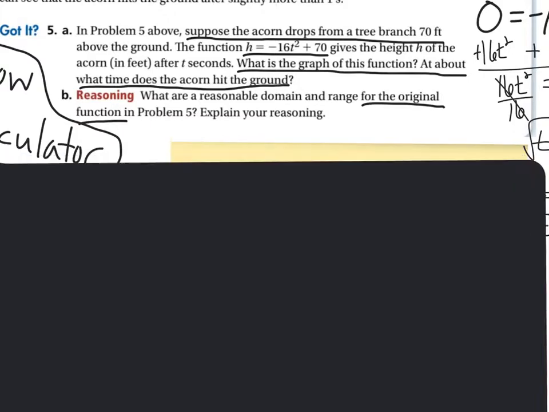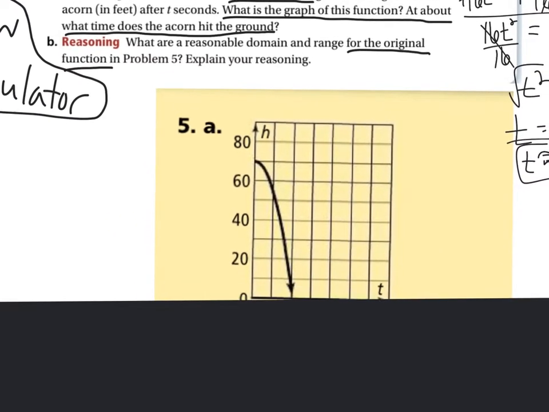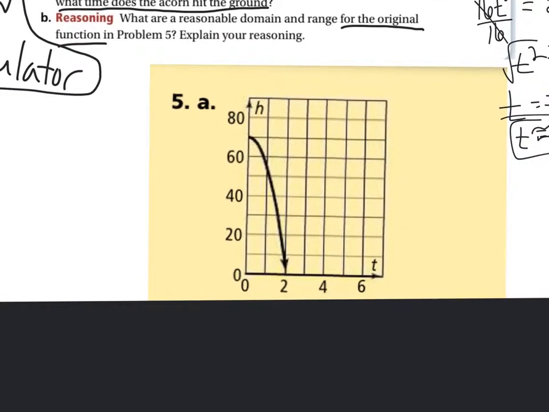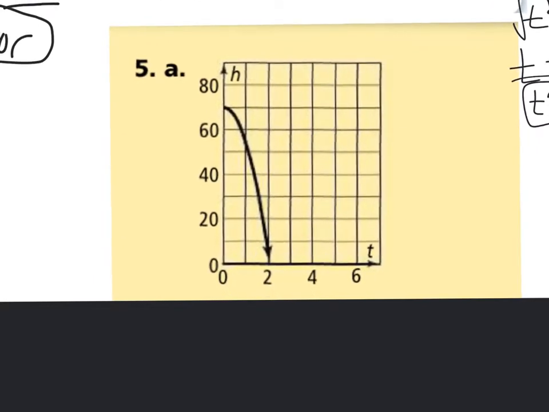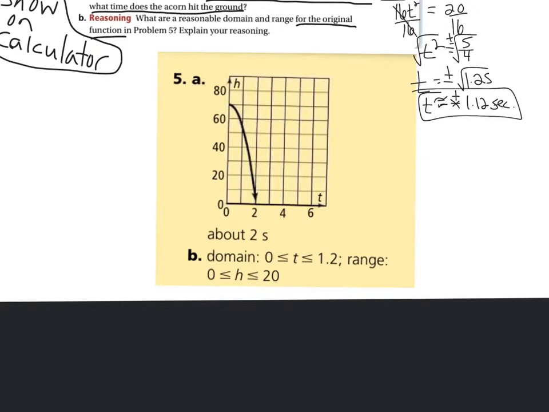Okay, so when we graph this, again, just looking in the first quadrant, this is kind of what we're looking at. We started out at 0, 70. That's our vertex, which is our maximum point. And then that's when the acorn's falling, and it's hitting the ground. It's hitting the x-axis at about 2 seconds.